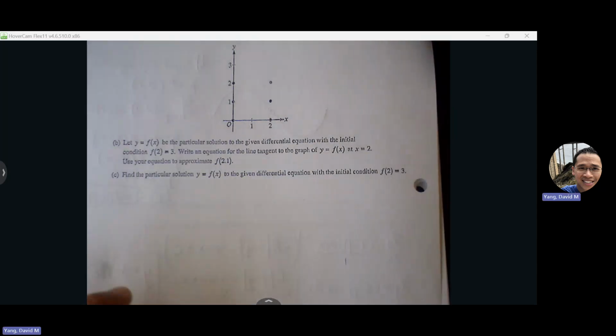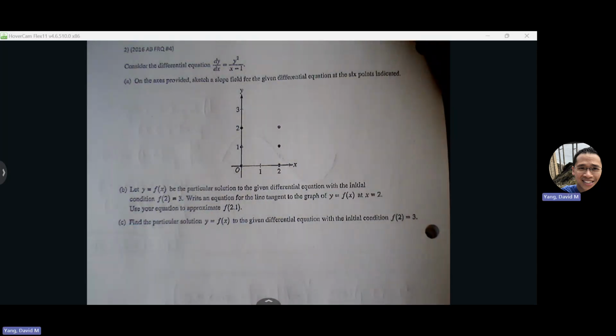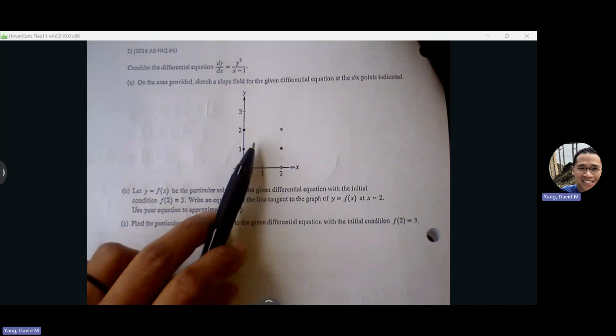Page 16. So this one, we do have to create a slope field, but thankfully it's only a few points. So again, you're never going to be asked to create a slope field across hundreds of points. It's just going to be at most 6 to 10 points. So start off by doing that.